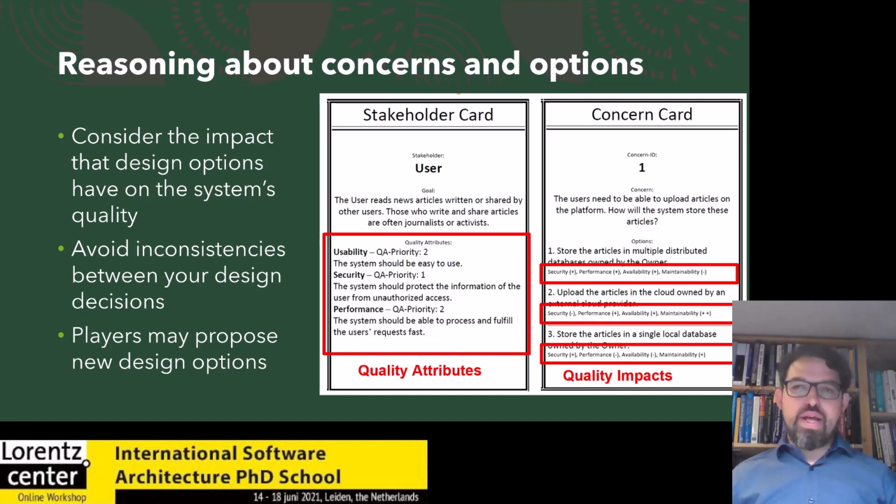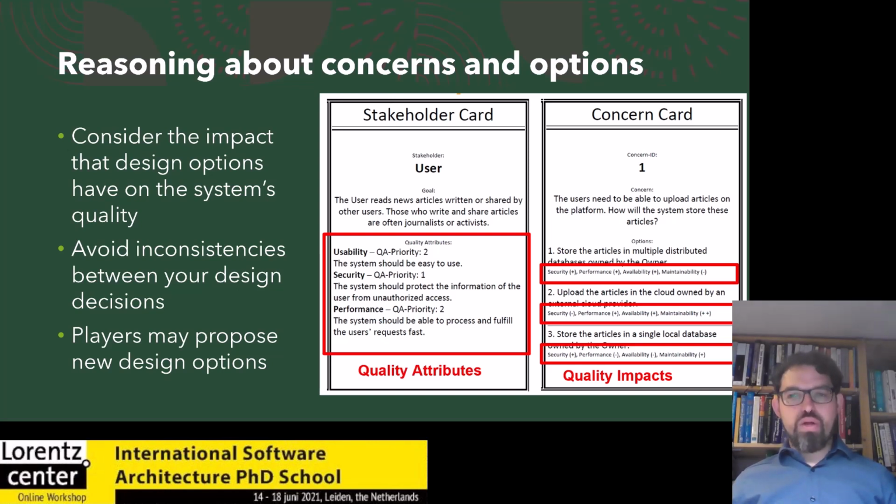And for every concern and every design option that you have, you always need to consider the impact that the design options have on the system's quality. That is part of the core mechanics of the game. And while you take these decisions, you need to be aware of any inconsistencies between your design decisions. They're not noted on the cards, but some of the options that are available may contradict each other or may not be in sync with each other. So if you encounter that situation, you should be aware that you don't take any conflicting decisions by choosing options that are available throughout the game that are not compatible.